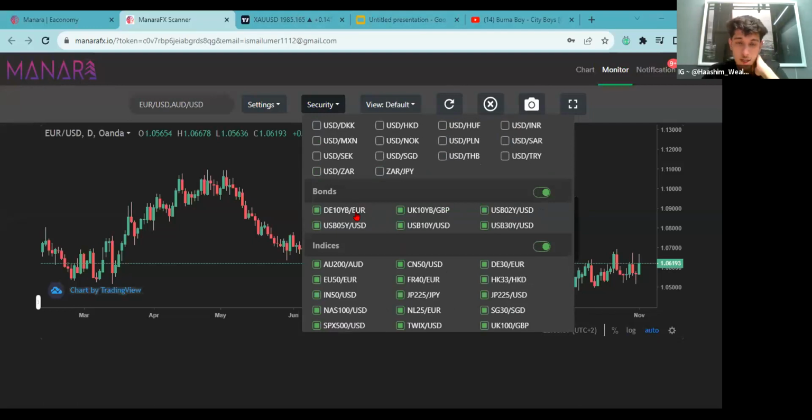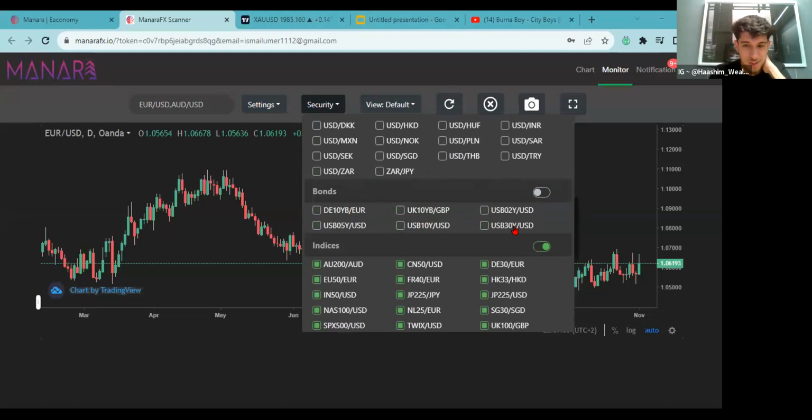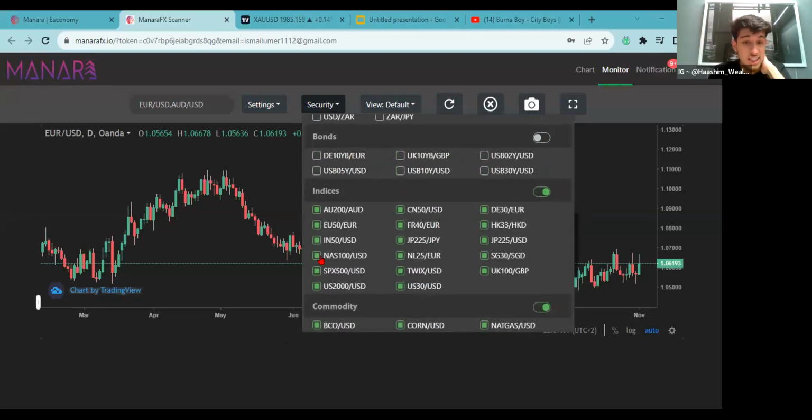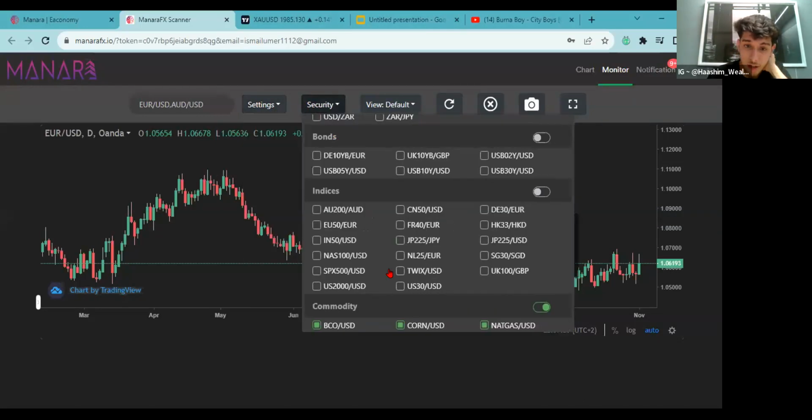Cool. In terms of bonds, you don't need any bonds. Turn that off, okay? That's not needed, right? We don't need any indices either. You're not trading indices. You're trading Forex. Get rid of indices. I personally keep NAS 100 and US 30 on for 2 reasons: because of the TMF VIP trade ideas chat, and sometimes I send them some signals from Manara as well. But you just turn that all off, right?